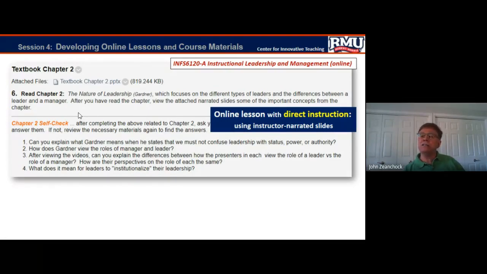Give them the main concept, and then say, after you've read the chapter, view the attached narrated slides for some important concepts from the chapter. You could say, as you're reading the chapter, follow along with the slides. And then I put the page numbers on each slide. It depends on how you want to do it, what the content is, how long the content is, but there are various ways even to do that.